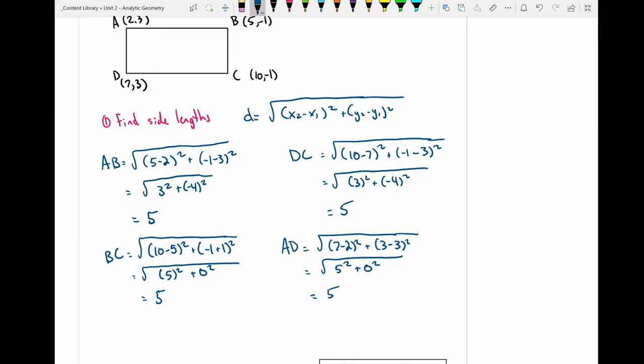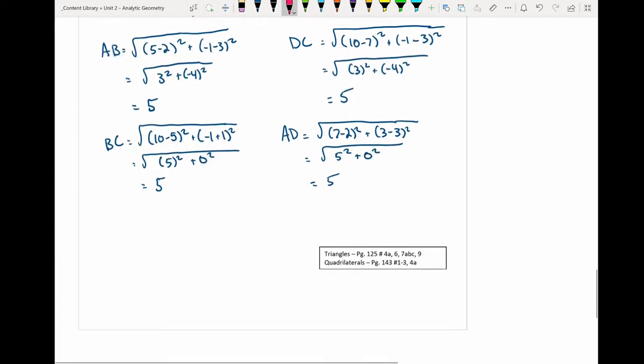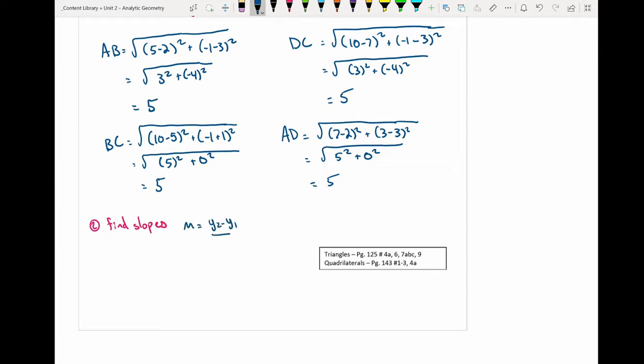So I know that it is either a square or a rhombus, because all the sides are the same, so those are my only 2 options. The other thing I need to do now is find the slopes. Once I find the slopes, I can determine if it's a square or a rhombus. If it's a square, the slopes of adjacent sides should be negative reciprocals of each other. If they are different, then it will be a rhombus. Remember, slope is y2 minus y1 over x2 minus x1.